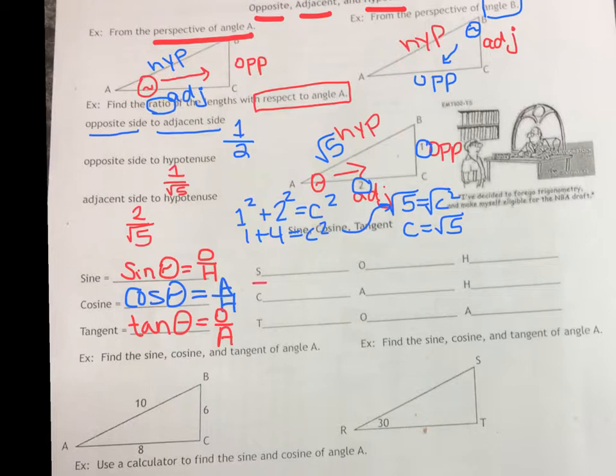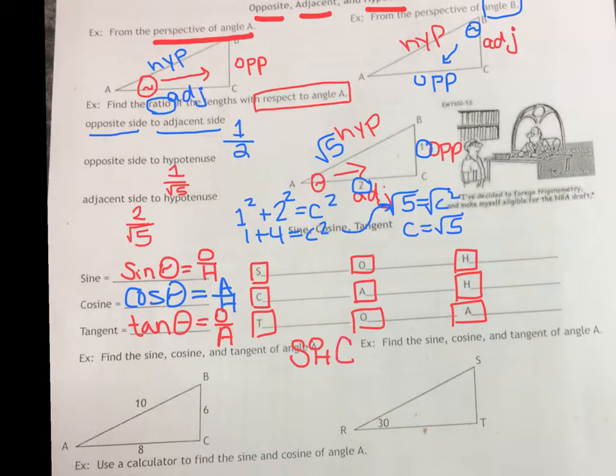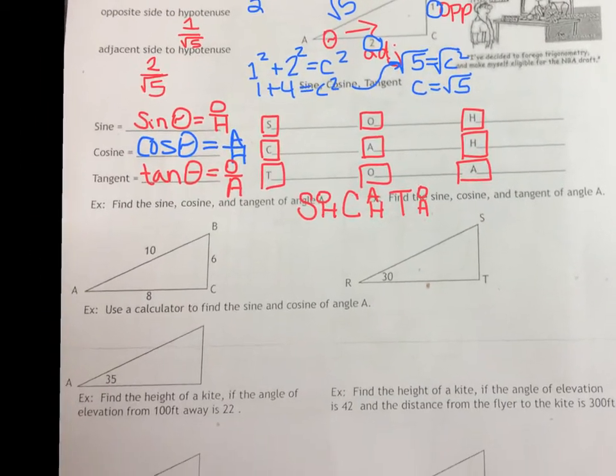Leaving us this word, so sine is opposite over hypotenuse, cosine is adjacent to hypotenuse, TOA. Tangent is opposite to adjacent. And we can write it like this, so sine opposite to hypotenuse, cosine adjacent to hypotenuse, and tangent opposite to adjacent. SOHCAHTOA. That's the acronym we want to memorize.